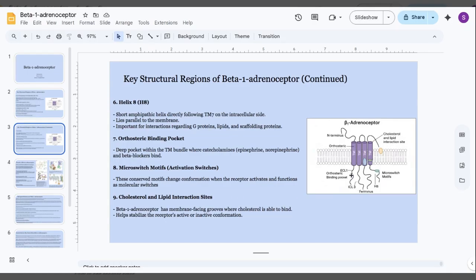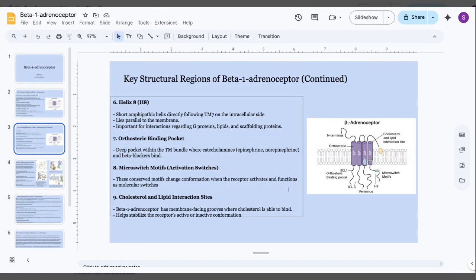The pocket, which we can see here, this little pocket, is pretty important to the beta-1 adrenoceptor as a whole, since it's within the transmembrane bundle, where the catecholamines, epinephrine, norepinephrine, and the beta blockers bind. So again, pretty important when we start moving into a bigger sense, talking about the heart and the kidneys being affected. This is kind of where all of this would start.